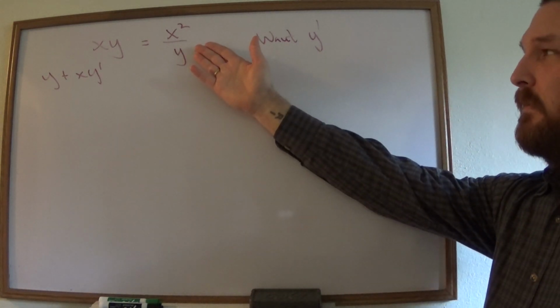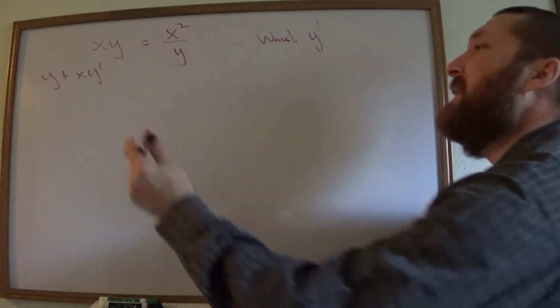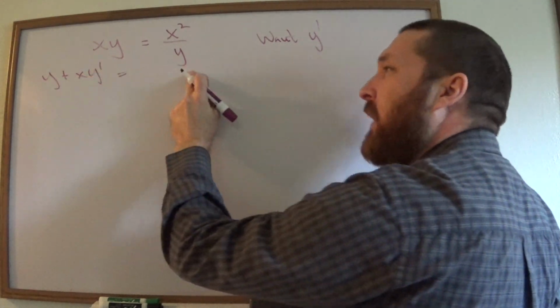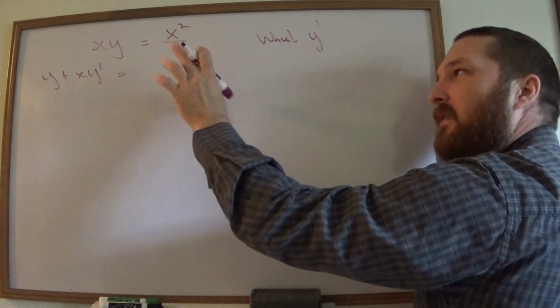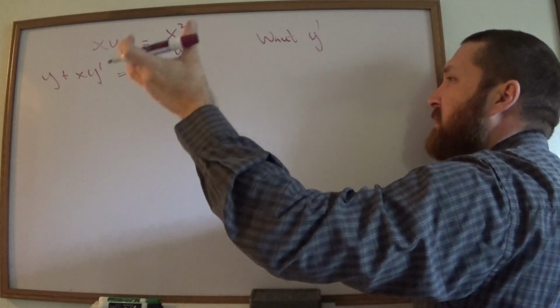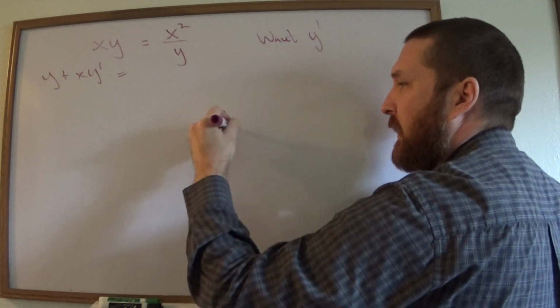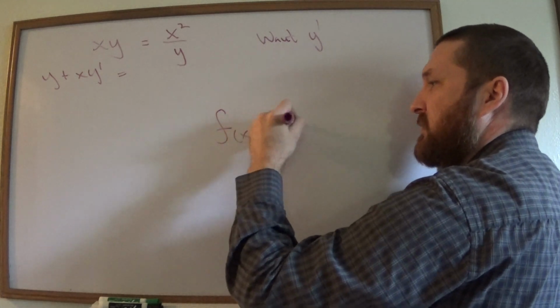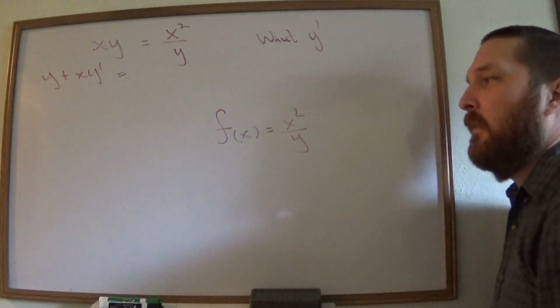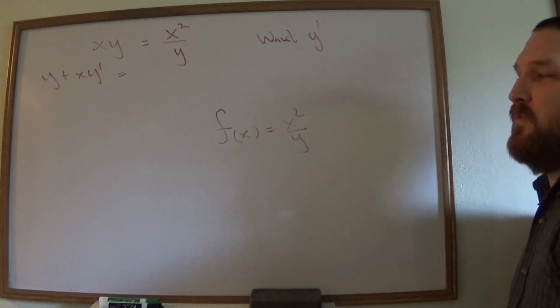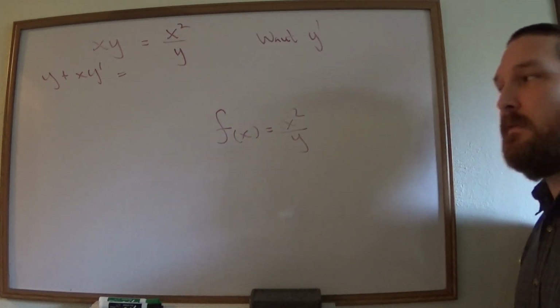Use the quotient rule over here? Yes, because we're treating y as a function of x. Now on the other hand, if I happen to say f of x is just x squared over y, and I just say y is just some number, it's just some constant.